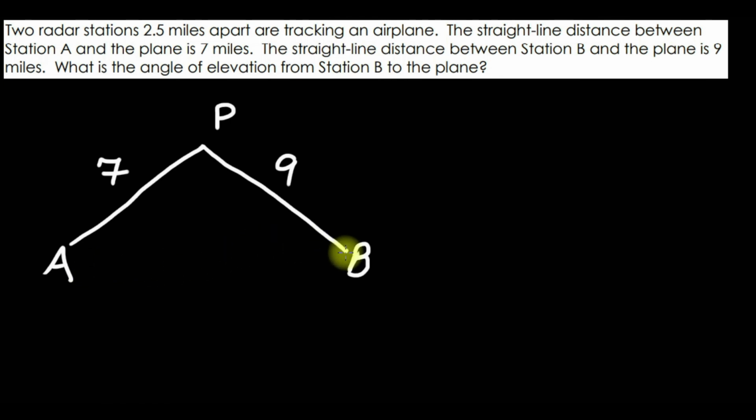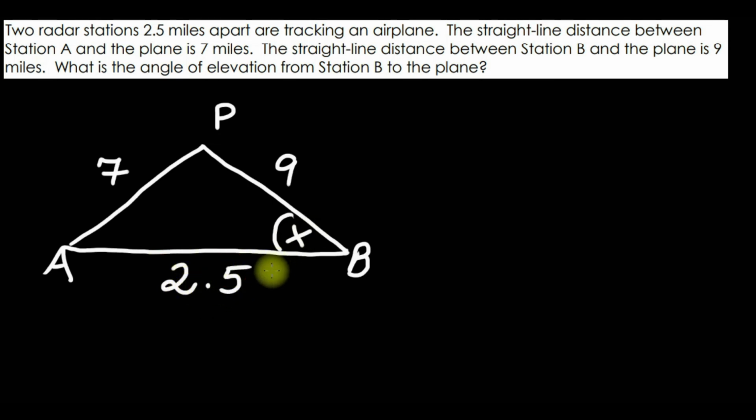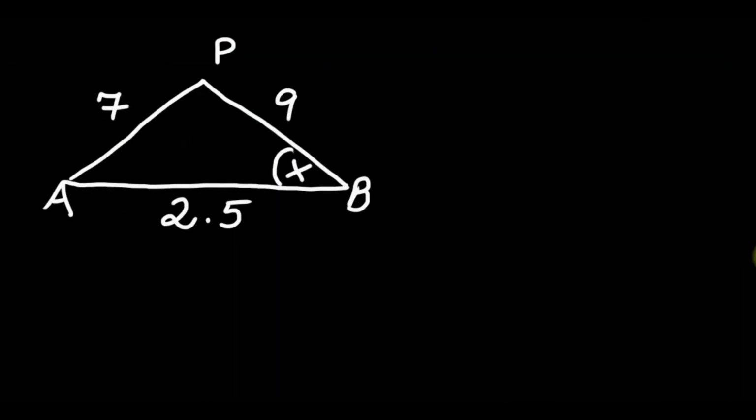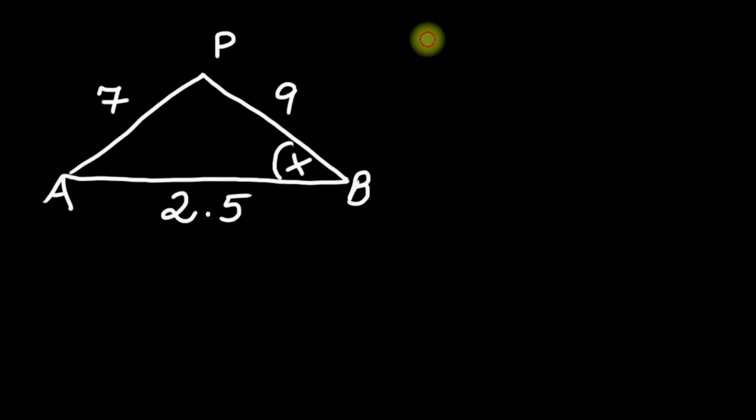What is the angle of elevation from station B to the plane? So angle of elevation from station B to the plane. So we're looking for this angle right here, and we're going to call it x. The two stations are 2.5 miles apart. So according to this triangle, we have 3 sides, and we're looking for an angle.